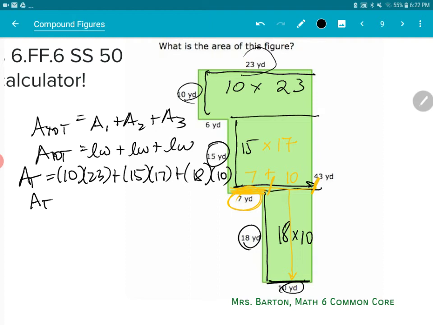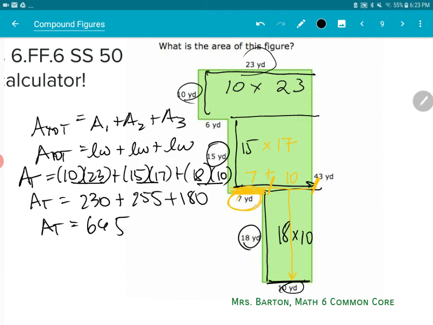Now, when you use a calculator, probably best to just make these products. 230 plus 255 plus 180. Area equals 665. And it is yards squared. And of course, the unit's already going to be there when you type it into IXL.